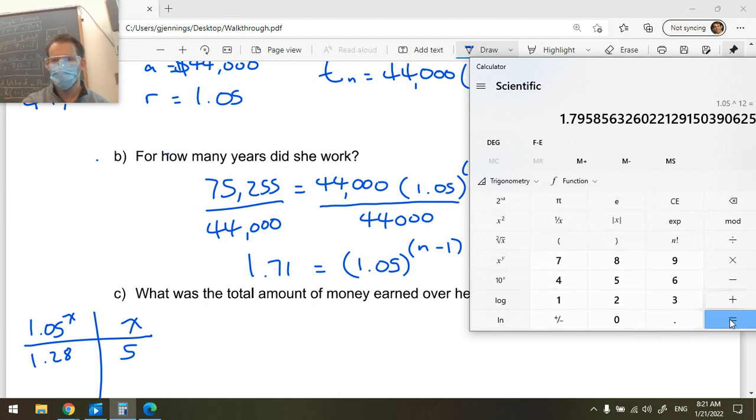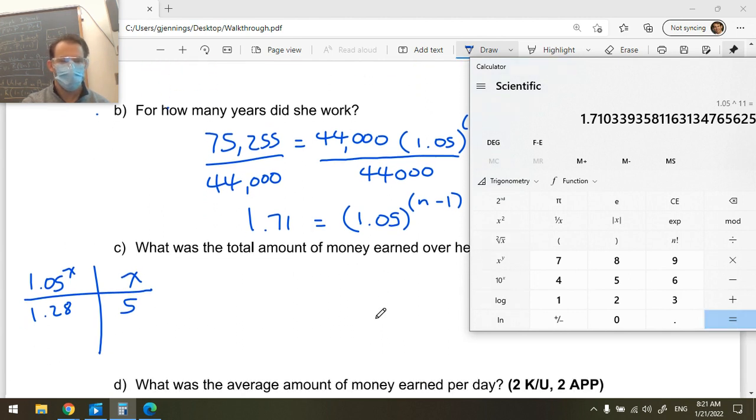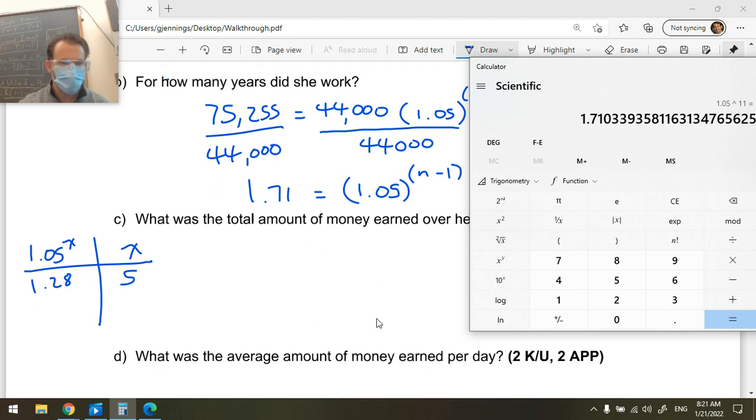See how we're zeroing in on it? Clear. 1.05 raised to the power 11. 1.71. How's that look? Pretty much exactly it, right? So there we go. We found it. It's 11. So did she work at this career for 11 years?